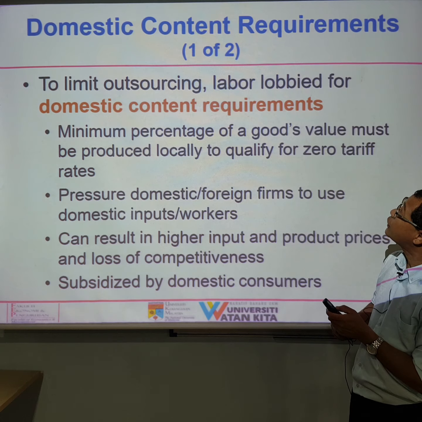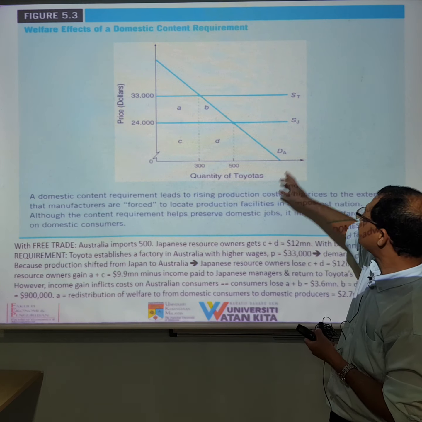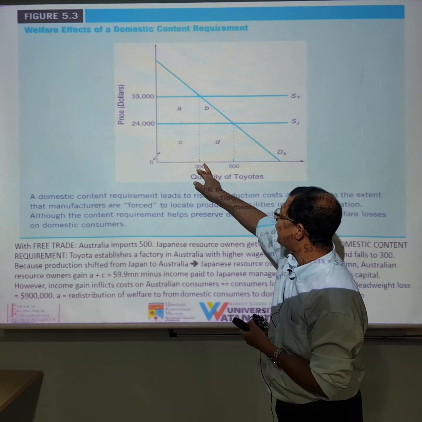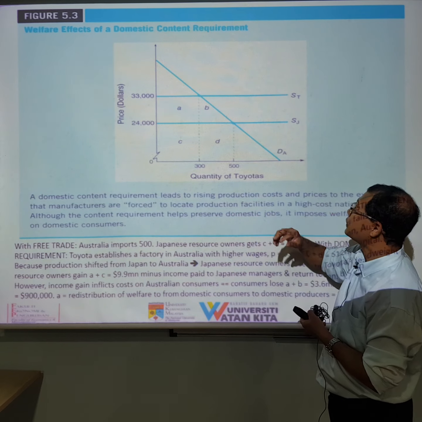Actually, this domestic content requirement, we'll see this. Okay. This is Toyota, quantity and price of Toyota per unit. So this is the United States.